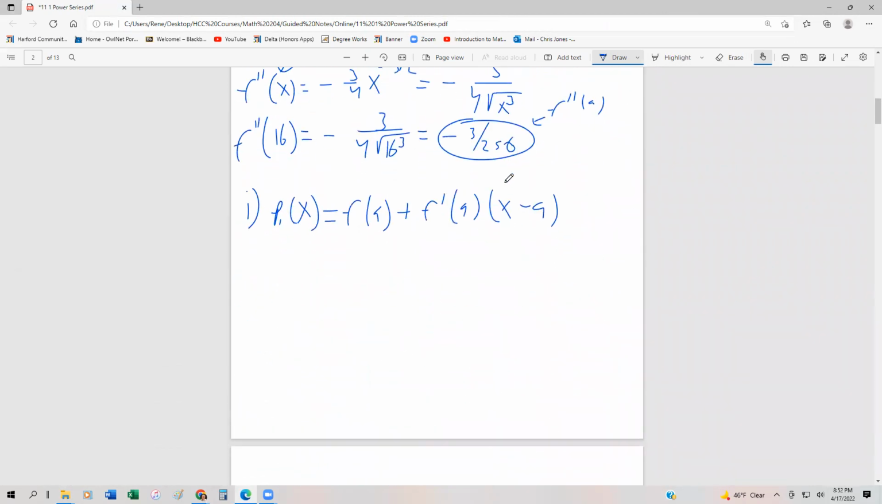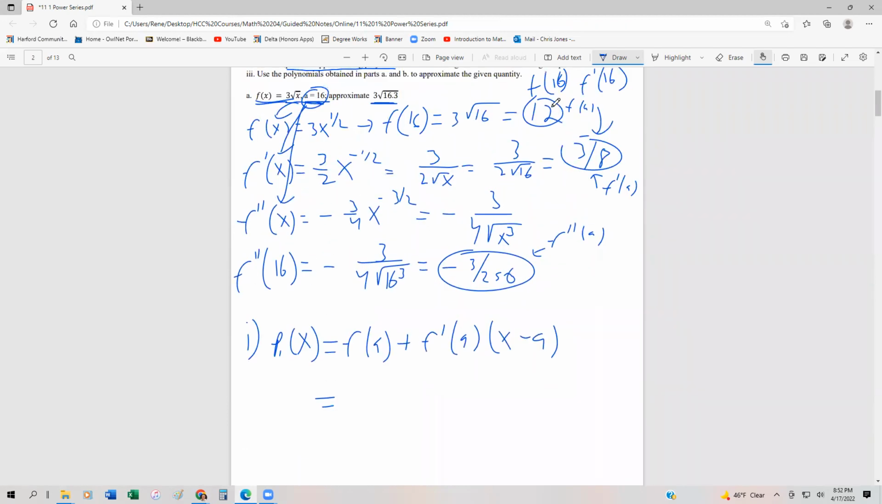And so if we were to try to find the first degree polynomial, remember that f at a was 12. All right, so I'm just going to have 12 here, plus f prime at a, which was 3/8, times x minus 16. Remember, a was 16. All right, so this is going to be our first degree polynomial, P1.